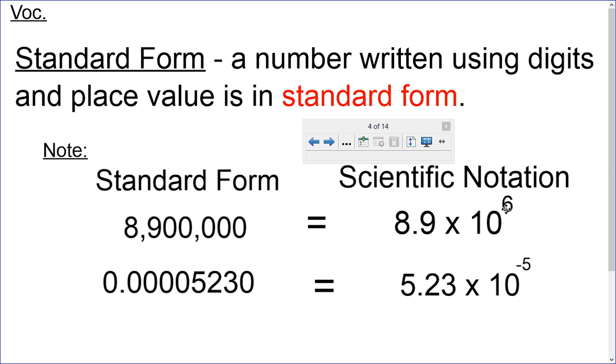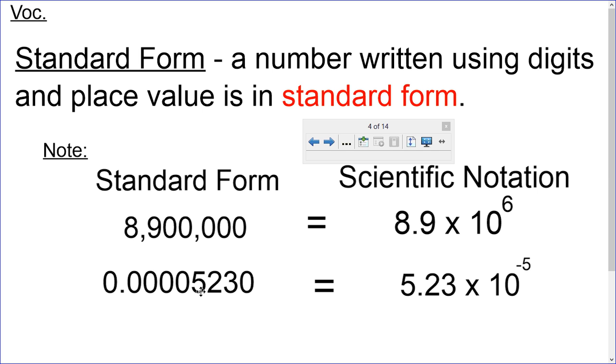And where did the 6 come from? It's because there are 6 places behind the 8 where the decimal moves, and we're going to get to the steps in a second. So, standard form versus scientific notation form. And notice the positive exponent deals with very large numbers. So when you have a magnitude that's very large, then you have a positive exponent.